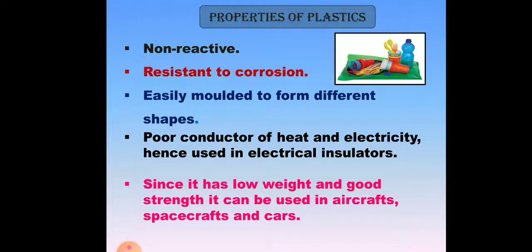What are the properties of plastics? As we all know well, plastic is non-reactive and resistant to corrosion. Corrosion is nothing but rust. Plastic is easily molded to form different shapes and it is a poor conductor of heat and electricity. Hence, it is used in electrical insulators. Since it has low weight and good strength, it can be used in aircraft, spacecraft, and cars.